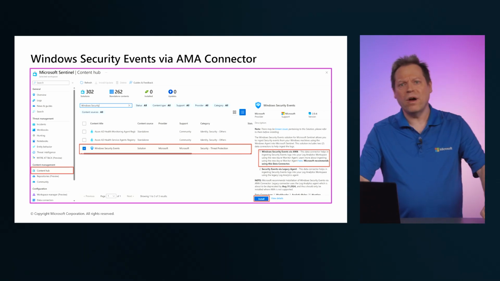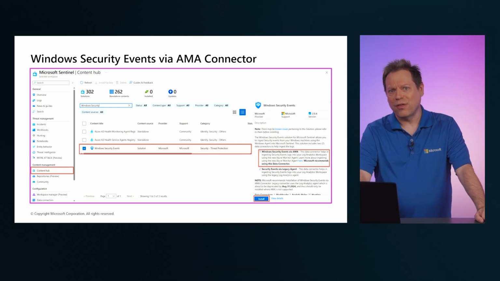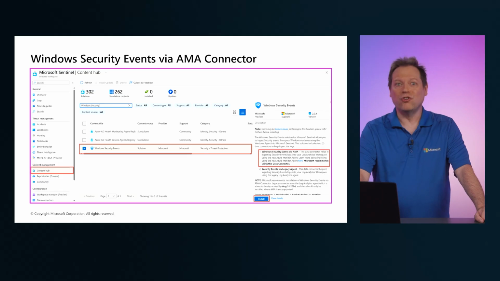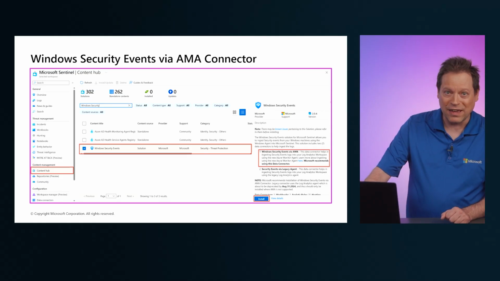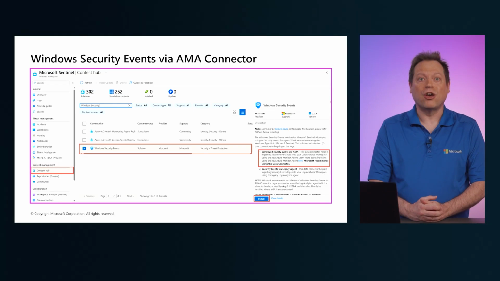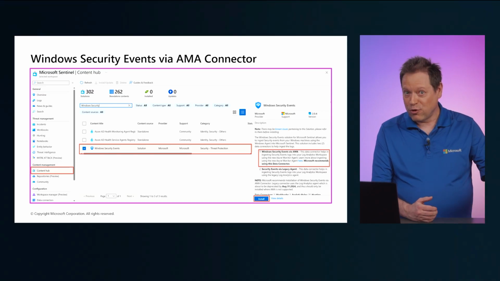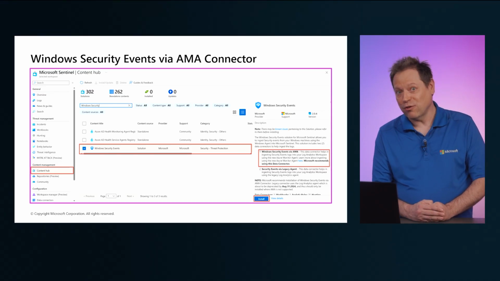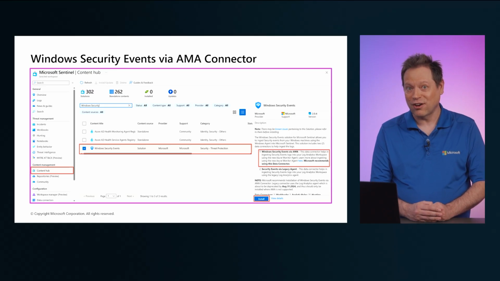Let's take a look at what it looks like when you install this from the Content Hub. You'll install the Windows Security Events via AMA connector solution, review the prerequisites, and then configure collection through a data collection rule.